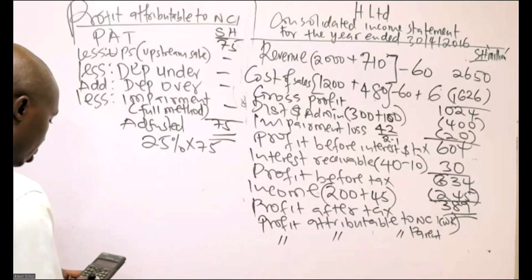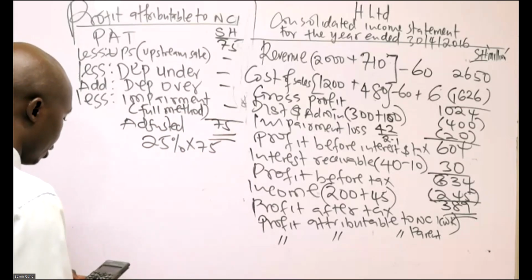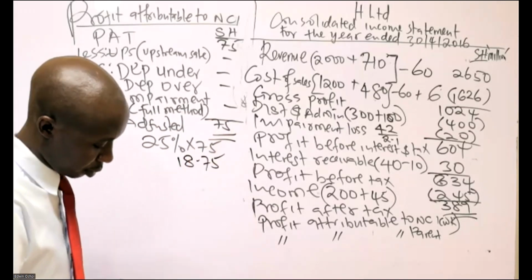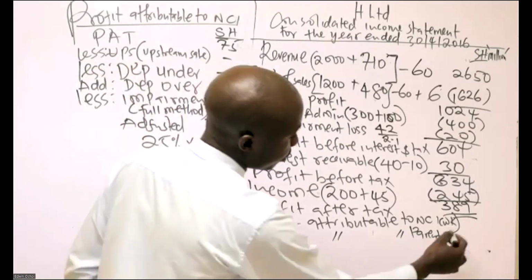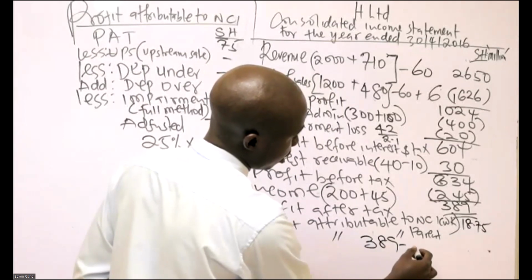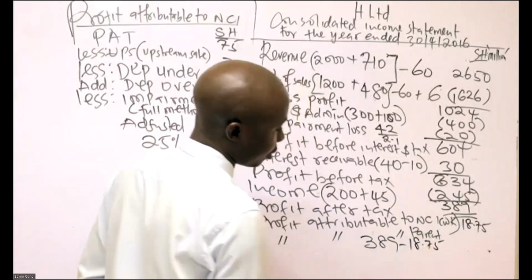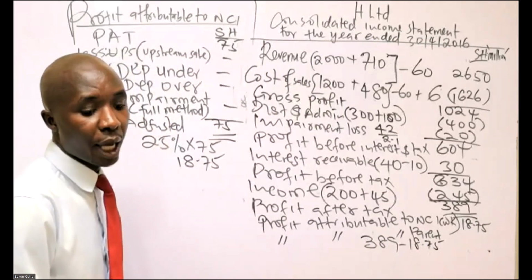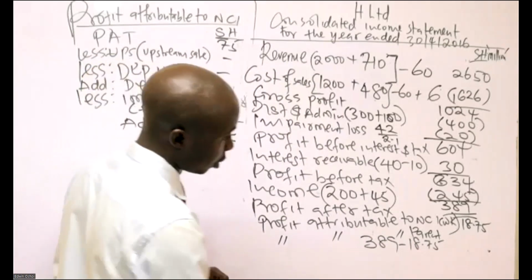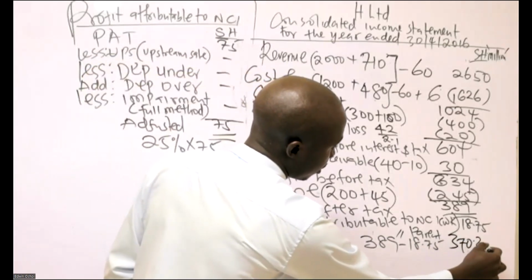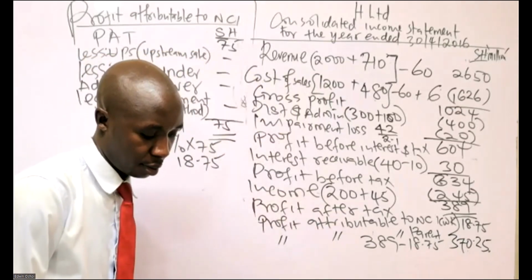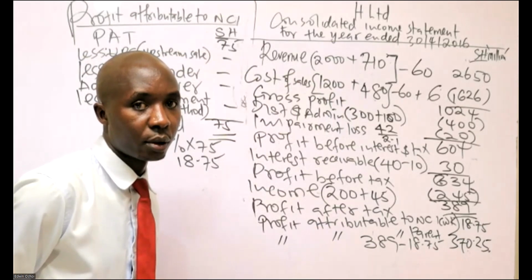.25 times 75. 18.75. That is what you put here. 389 minus 18.75. You get what is going to the parent. That is 370.25. So we finish with the statement of financial position.